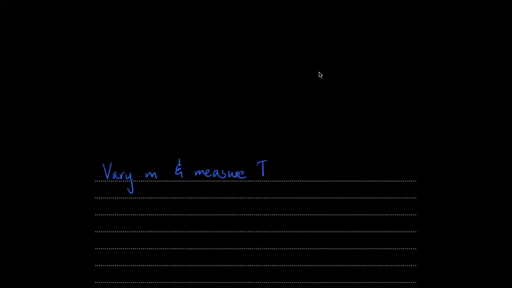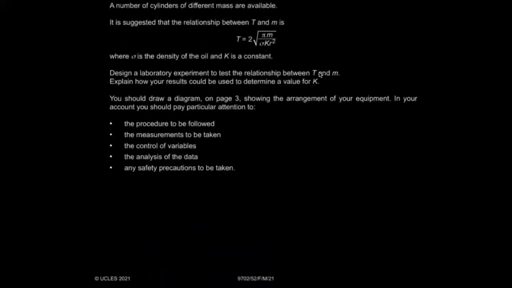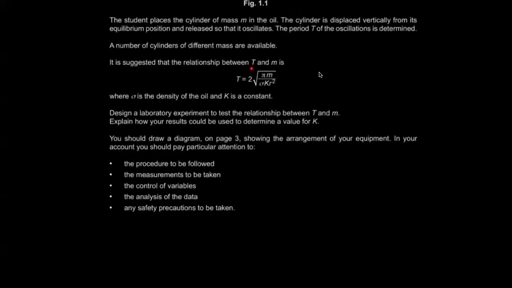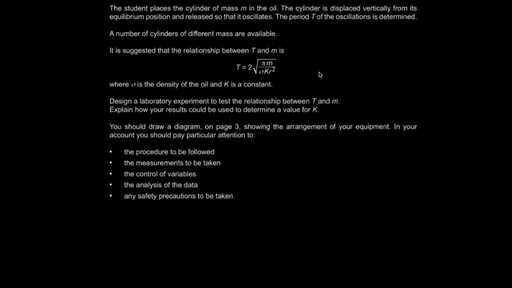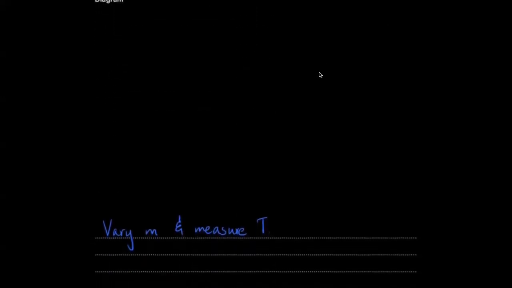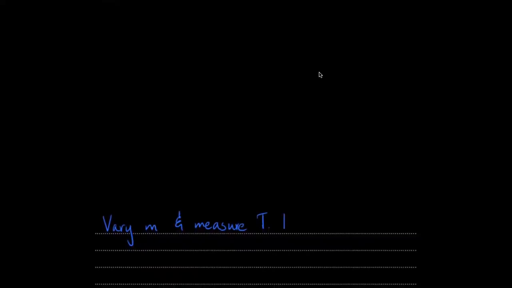And as for the control variable, everything in your equation which is not a constant or not a part of this relationship is your control variable. So sigma and R, the radius. So you would say keep sigma and R constant, right? If you write control sigma and R, you would again lose marks. So keep sigma and R constant. Right, so this is done.